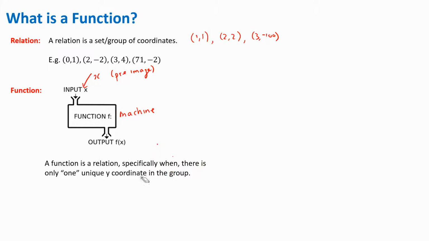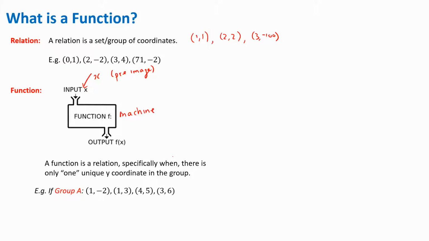This means a function is a relation specifically when there is only one unique y value or y coordinate. And so, let's take an example. If we have a look at this, I've got a bunch of coordinates. And how do you know just by looking at coordinates whether you have a unique y or you have a function?